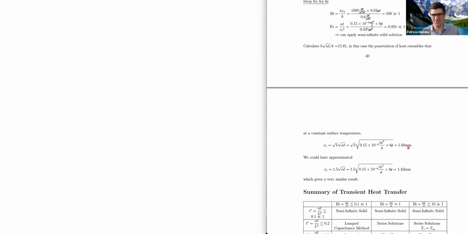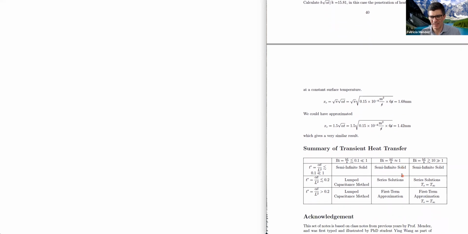This is awesome because now we can understand how this paradox of ice cream being below 0 and frying being above 100 can coexist. They coexist, but for 6 seconds, and because it's protected with the egg wash and breadcrumbs. I used, in this case, the exact formula, that is 1.68 millimeters. If we had used the 1.5, that is approximate, I would have gotten 1.42, that is very similar.